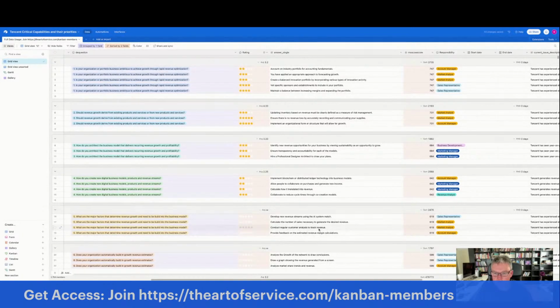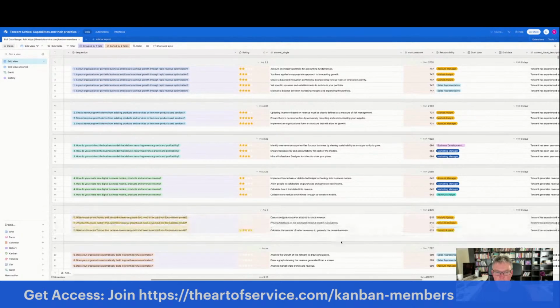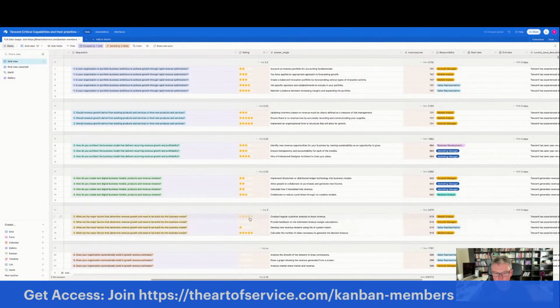What are the major factors that determine revenue growth and need to be built into the business models? Develop new revenue streams by using the AI system. No, we haven't got AI developed at all. Calculate the number of sales necessary to generate the desired revenue. Yeah, we've got that pretty much nailed down. Conduct regular customer analysis to track revenue. Yeah, we do that. Provide feedback on the estimated revenue margin calculations. Yep, we do that in our forecasting. And now we've got one, two, three, four, five questions answered.